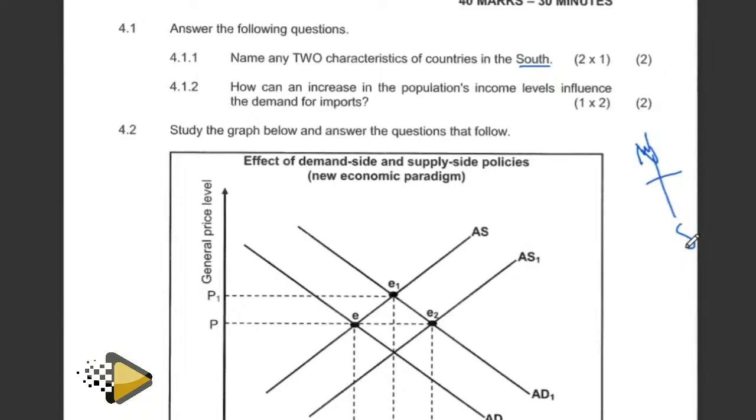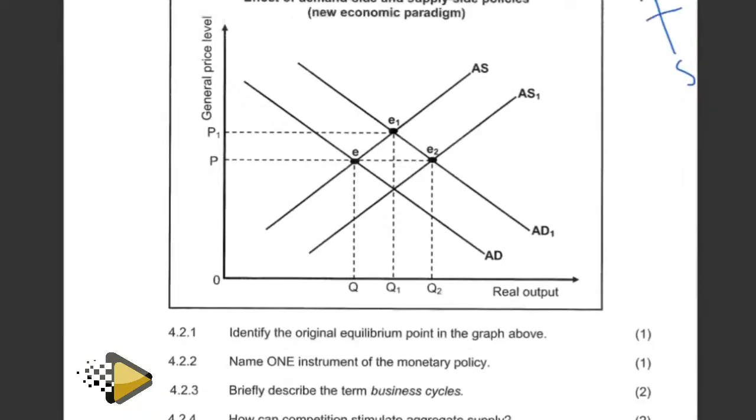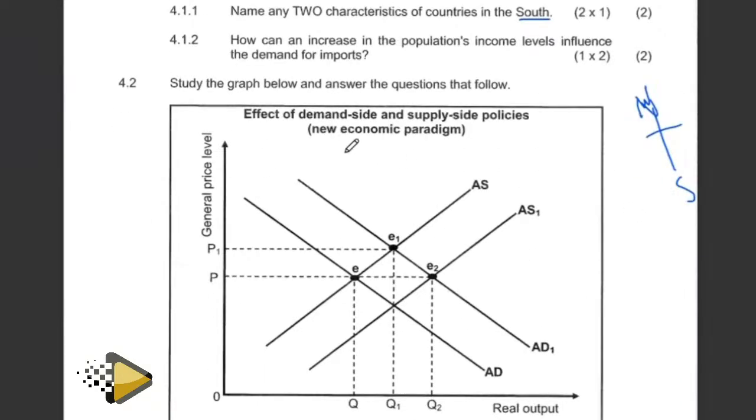Why is that the case? Because now they can afford to buy from those countries. They can even have money to pay the customs duties. Okay, right. Let's move on to the next question. The next question we have 4.2. The 4.2 reads as follows: study the graph below and answer the questions that follow. Effect of demand side and supply side policies.